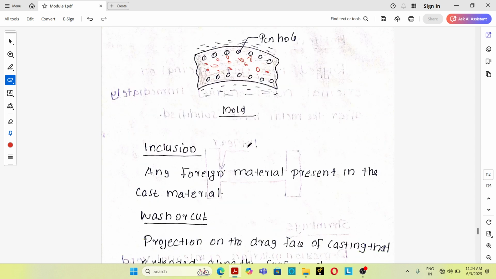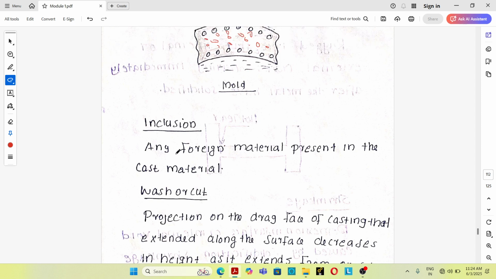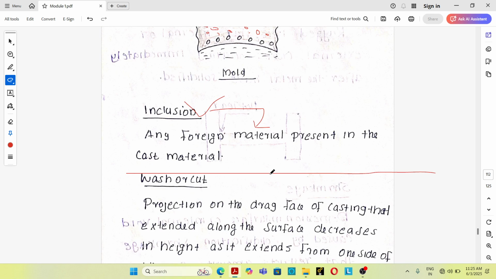Then the third internal defect is the inclusion. Any foreign material present in the casting is known as inclusion. Any foreign material, that may be slag, dirt, or anything present inside the casting, is known as inclusion. So inclusions are defined as any foreign material present inside the cast material. So these are the internal defects present in a casting: first blowhole, second pinhole or gas hole, third inclusions.